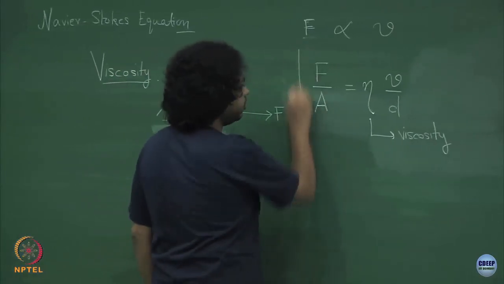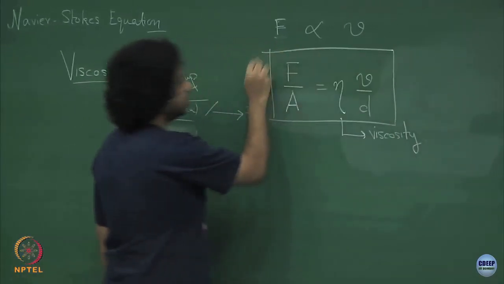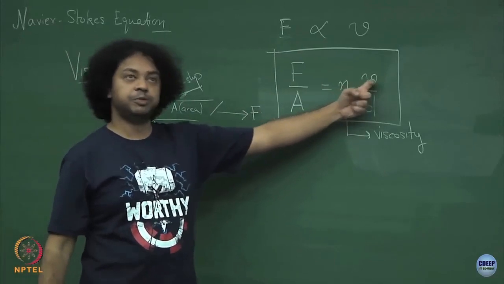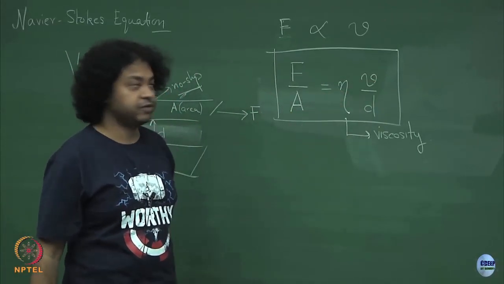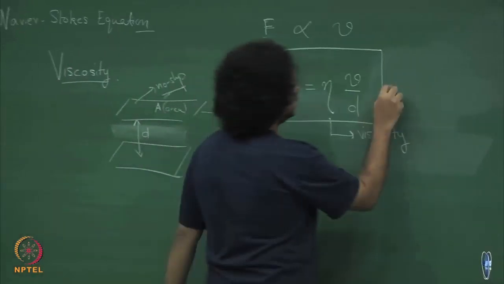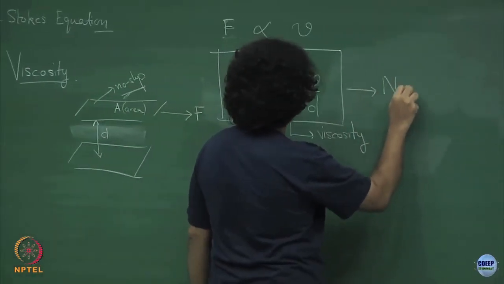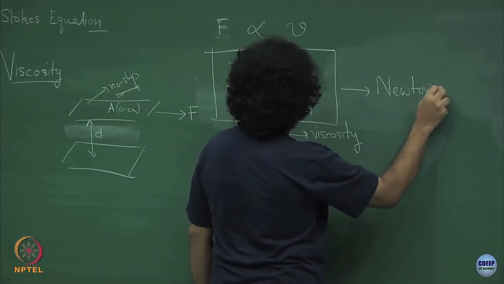Any fluid which obeys this equation, so the force is going to be proportional to the velocity, and this constant of proportionality appears in this way, which is called the viscosity. This is what is called a Newtonian fluid.